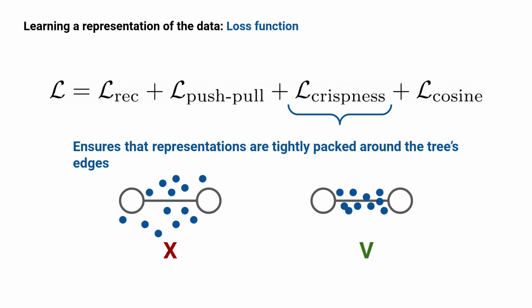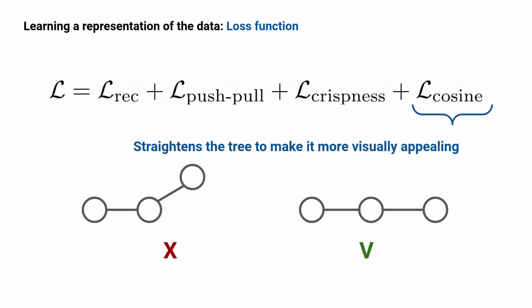Then the crispness loss ensures that the representations are tightly packed around the tree edges. So in order to make the representation more easily analyzable, we would like to follow the tree very crisply, very tightly. And so we would prefer points that are very close to an edge instead of points that are much more spread out around it, which this loss will ensure. And then the cosine loss, which is also purely cosmetic, will straighten the tree to make it more visually appealing. So instead of having twists and kinks in the tree, we would like to have something that's straight to be able to read it more easily.